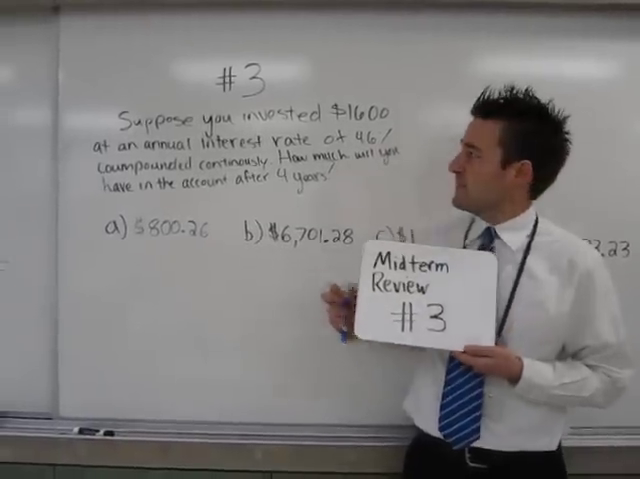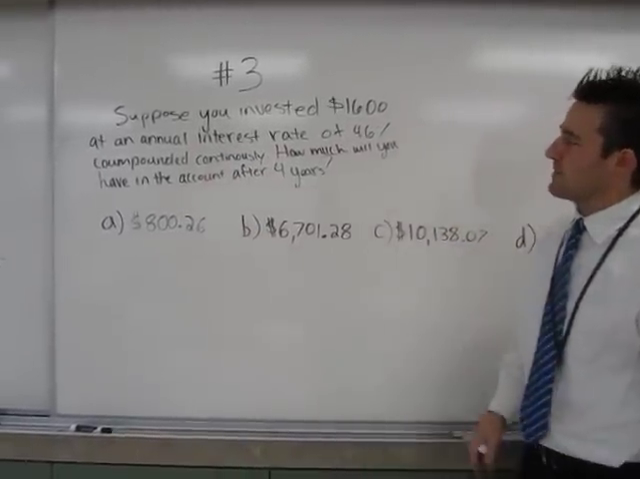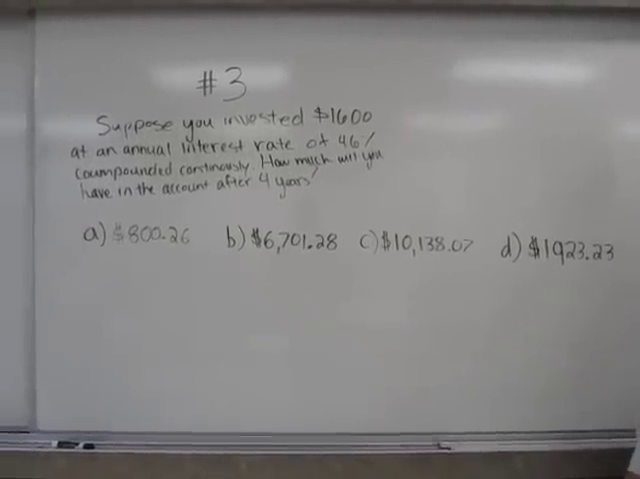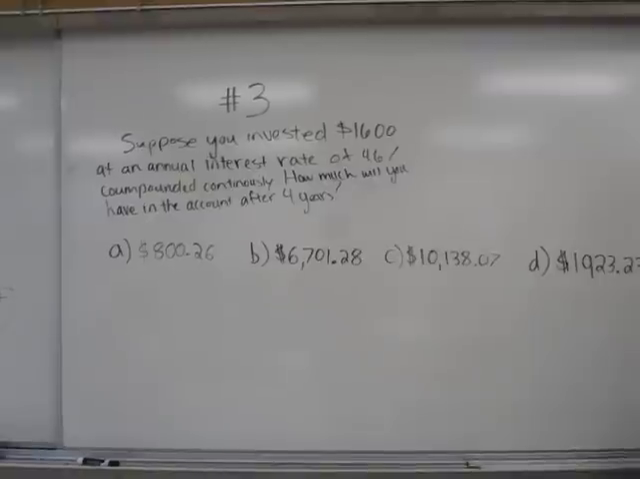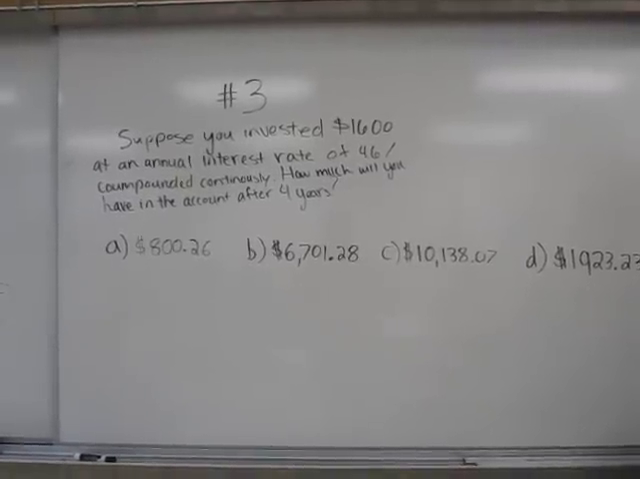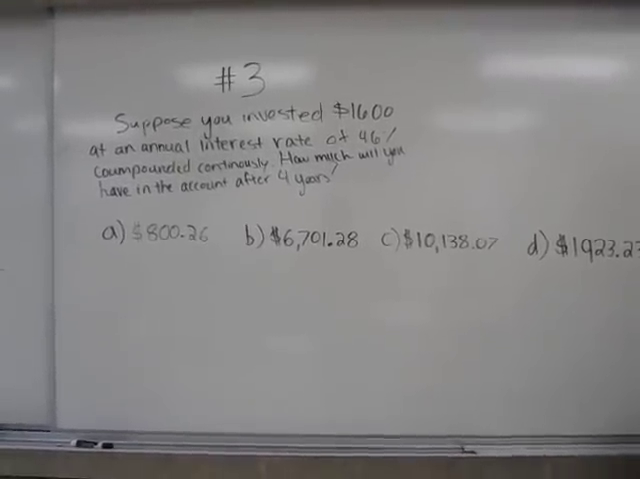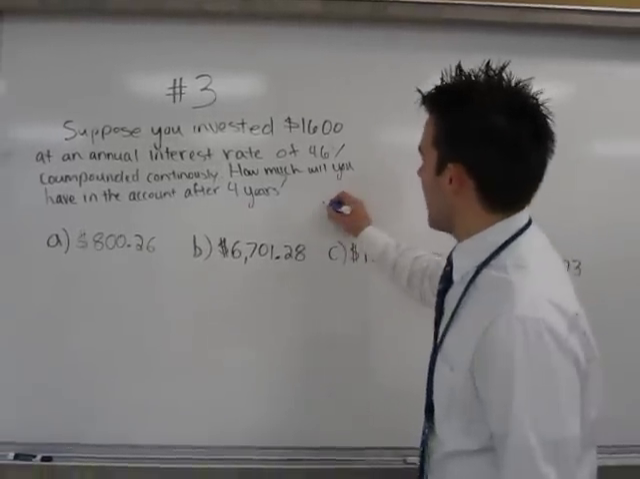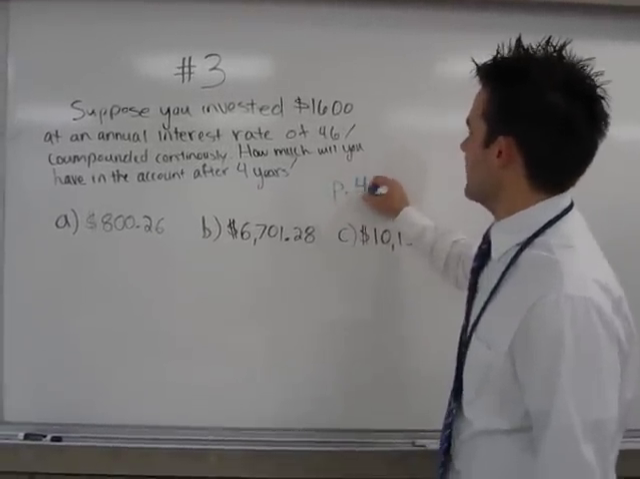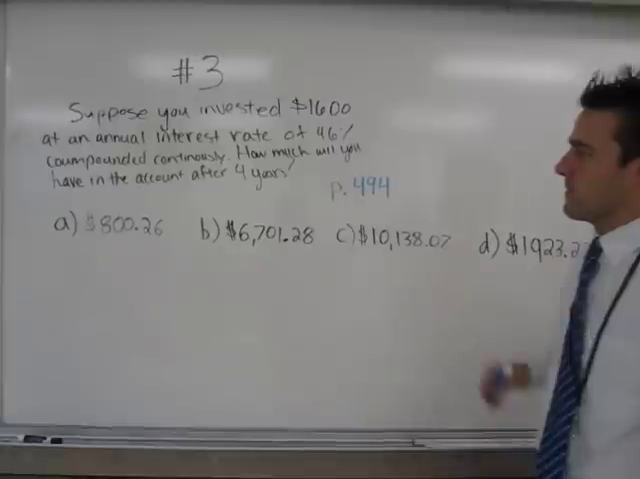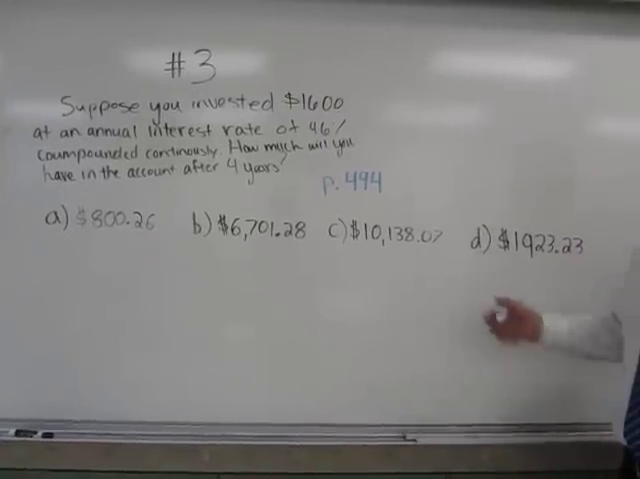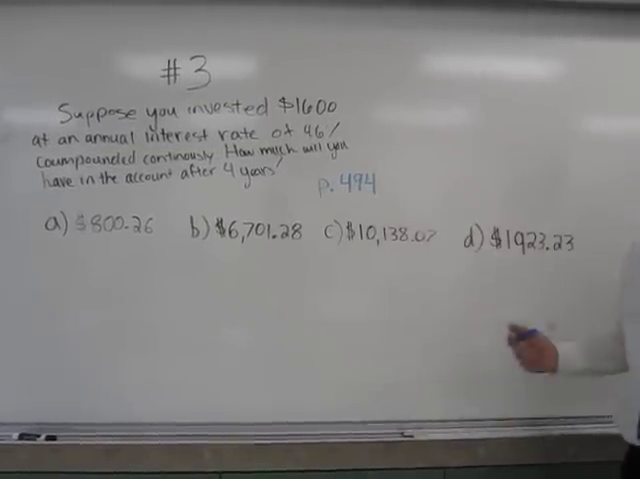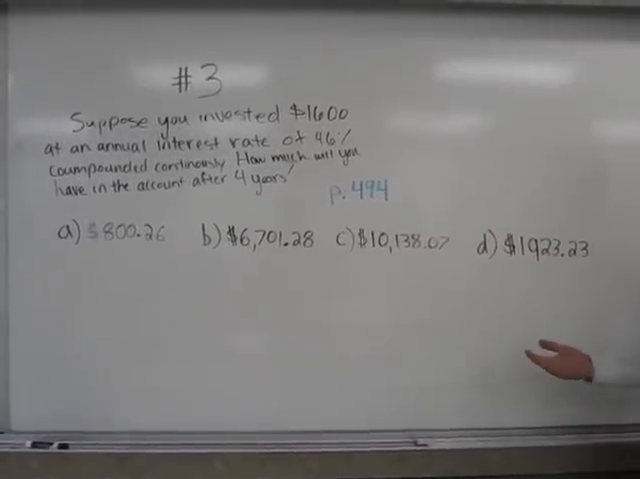On number 3, we have a big long word problem. Suppose you invest $1,600 at an annual interest rate of 4.6% that's compounded continuously. How much will you have after 4 years? Now, information about this problem can be found on page 494.